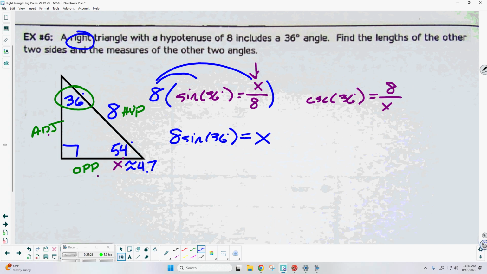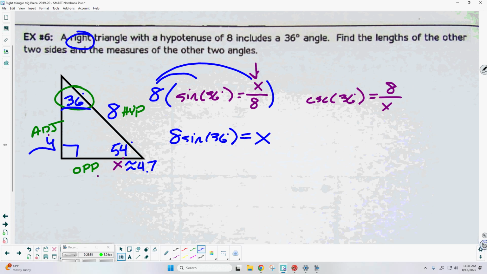Okay. Now I'm not quite done though, am I? What do I still need? Yeah, I still need that adjacent length. Okay. So I got to come up with another way to solve this. At this point, I don't even have to use trig anymore if I don't want to. Because I've got two sides of a right triangle, I could use what? Pythagorean theorem. But we're talking about trig, so we want to create a trig equation. Okay. Let's just say I'm going to stick with 36. And let's say the adjacent height here is y.